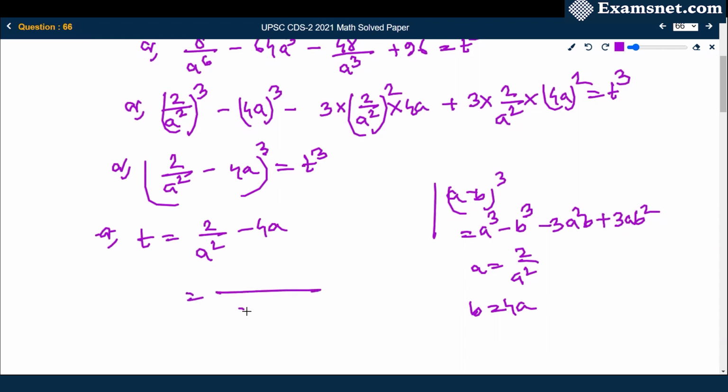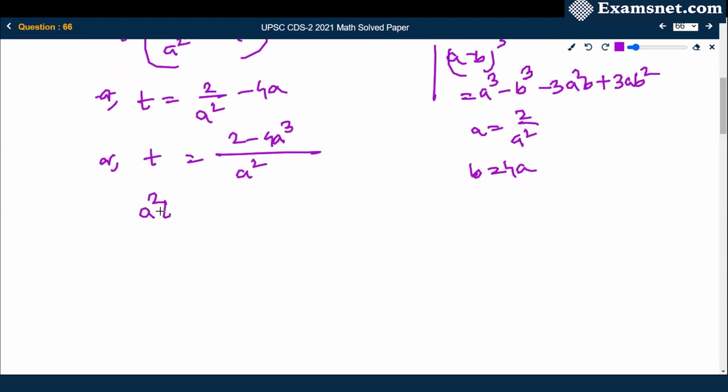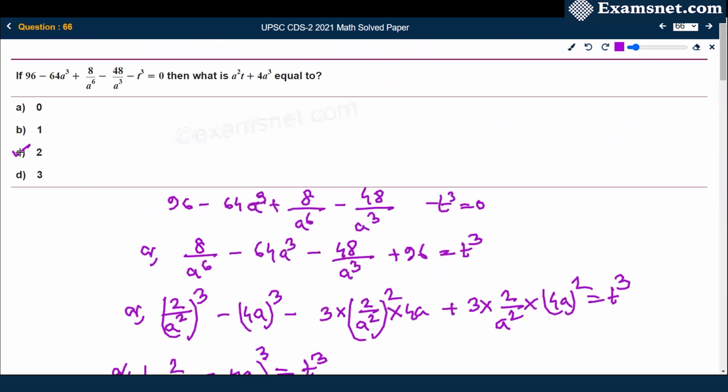Let's do the LCM. A square t equals 2 minus 4a cube. So a square t plus 4a cube equals 2. So we got the value for the given expression, that is a square t plus 4a cube equals 2. Option C is the correct answer here.